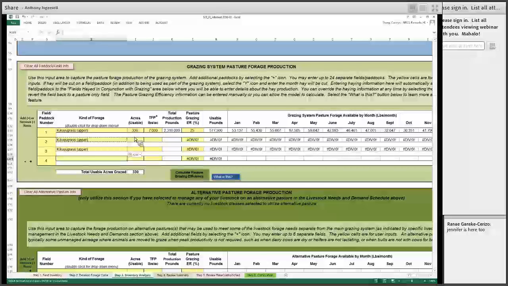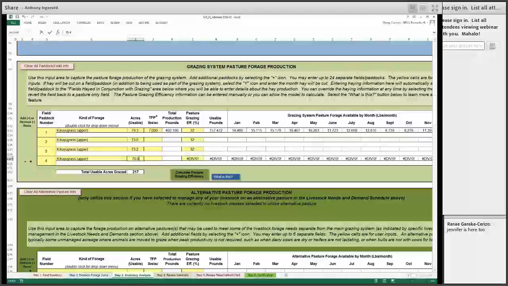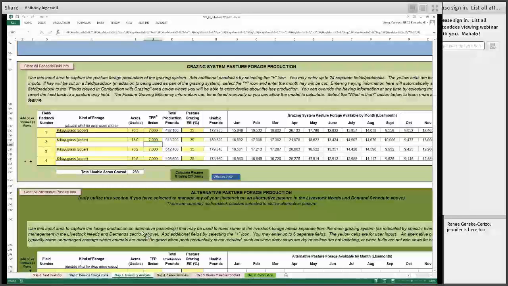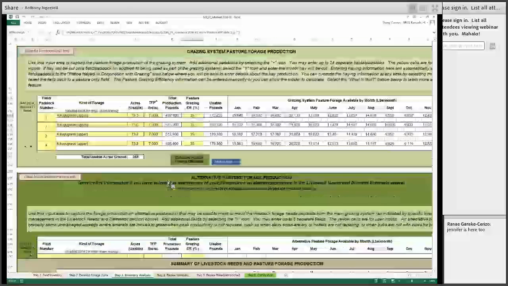Okay, we got to change up these acreages. So that last sketch that I had up had our acres at, let's see, 70.3, 73.6, 73.2, and 70.8. And we're going to give them all a 7,000 pounds per acre production, and we're going to recalculate pasture efficiency. Okay, so it already did it for us. Our pasture efficiency is now 35%, so we gained 10% in efficiency because we cut it up into 4 paddocks. Great.